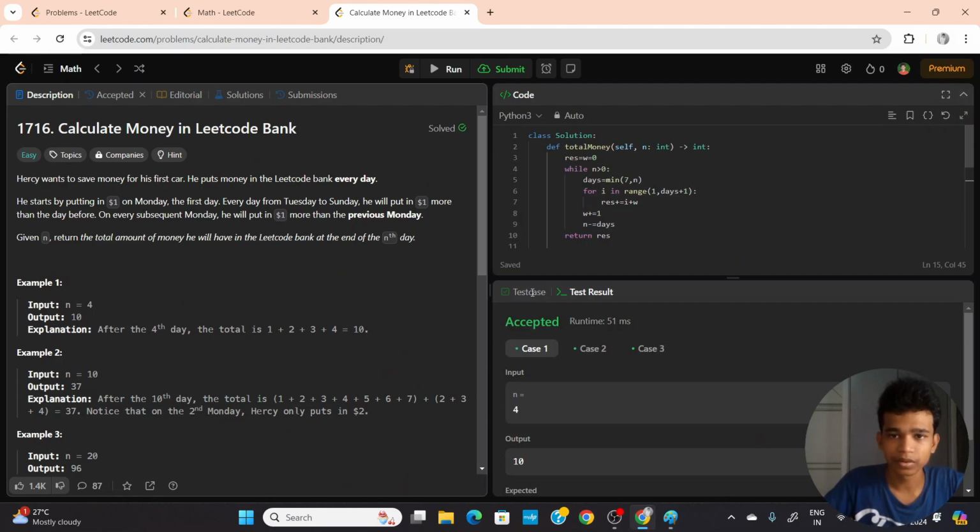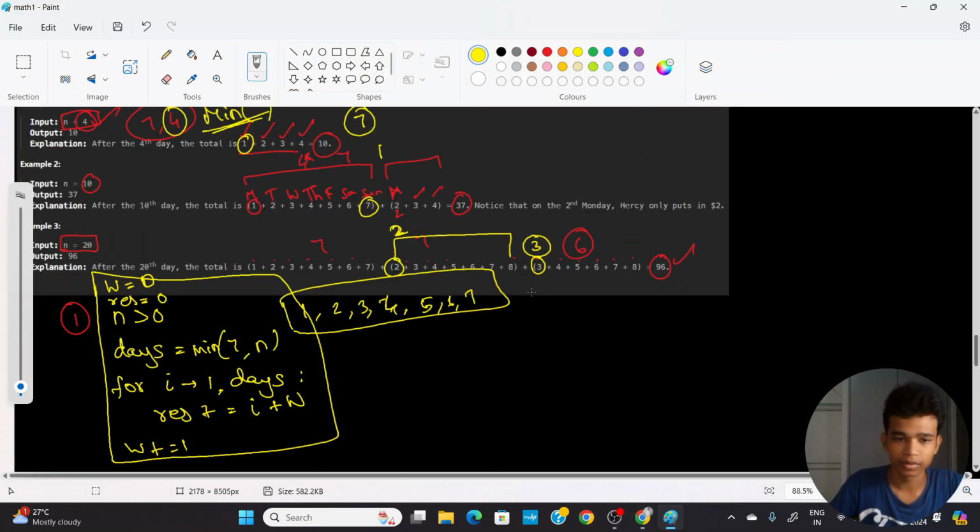Here result is equal to 0, week is equal to 0, while n is greater than 0. Here I forgot to write one thing. Let's see here. n minus equal to days. We should subtract the days, right? Because n is 4, I want to subtract how many days we have taken the sum. That's why I have written it here.